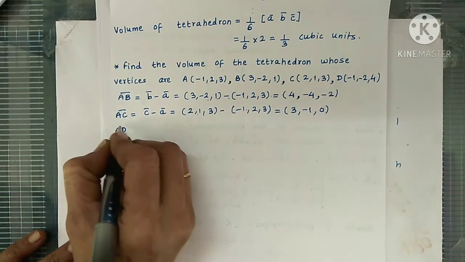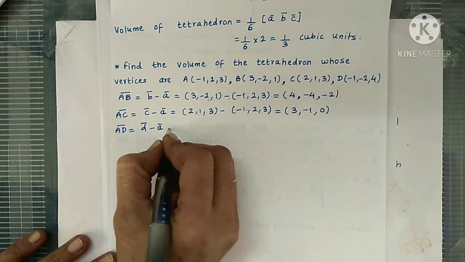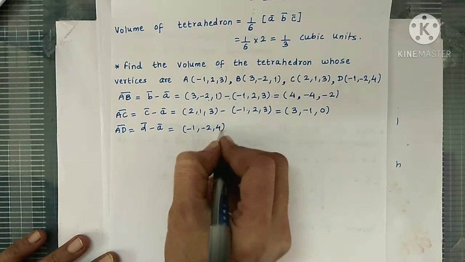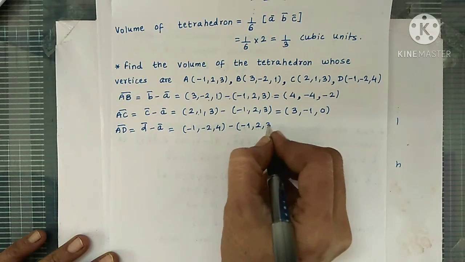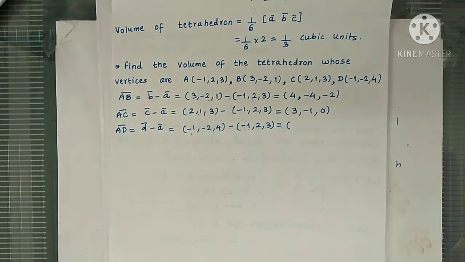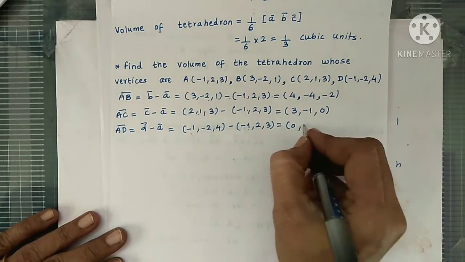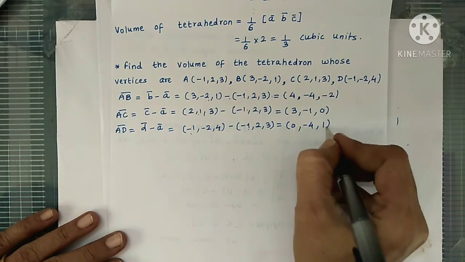Next is AD bar, D bar minus A bar. Now point D is minus 1, minus 2, 4. Minus 1, 2, 3. So minus 1 minus minus 1, both the numbers are same, so the difference is 0. Next one is minus 2 minus 2, which is minus 4. And 4 minus 3 is 1.